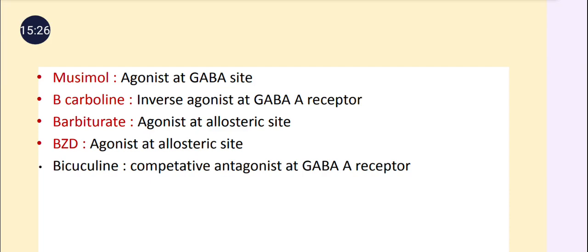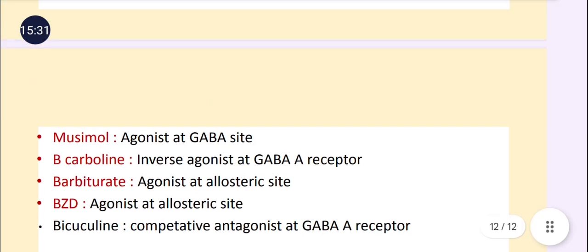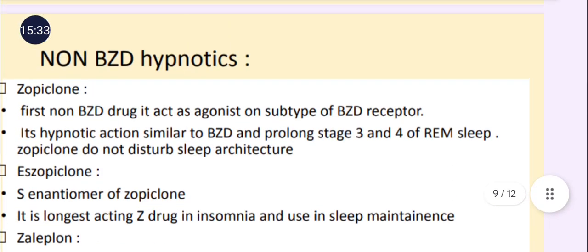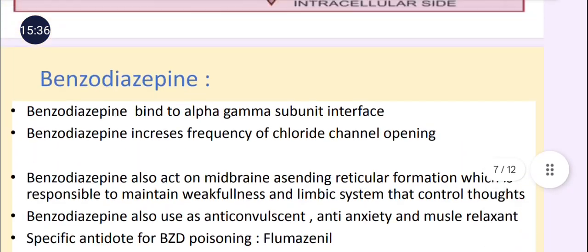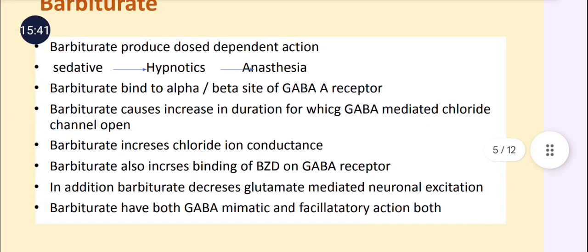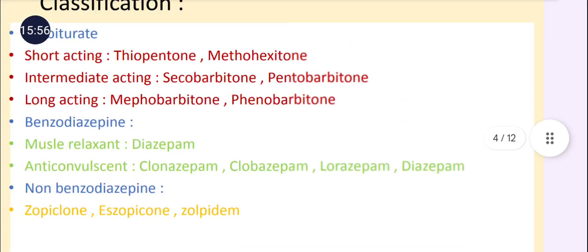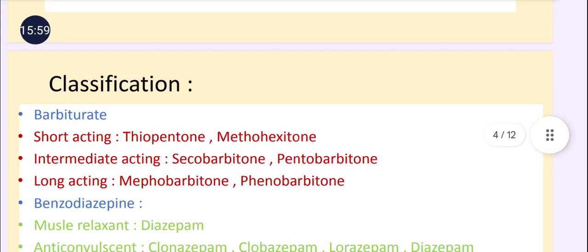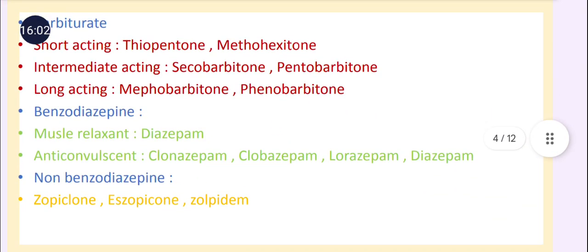This is all about the barbiturate and benzodiazepine class drugs. One thing in case of the barbiturate class drugs, they cause synergistic action with CNS depressant drugs like alcohol or opioid category drugs. They show synergistic action, so that's why they are avoided with other CNS depressant drugs. In this chapter, the important part is the classification of barbiturate and benzodiazepine.